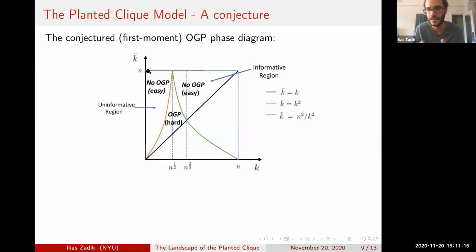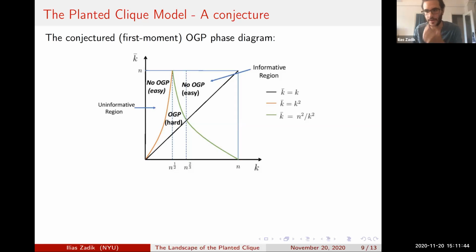So I have the following figure here. It has k here and k bar here. And so you see what's happening. If k is less than square root 10, on the left, there are two cases. Either you're hard, below this orange curve, or above it you're uninformative but easy. And on the other hand, with OGP, you're either hard or you have a regime where you're uninformative and easy. And therefore, we essentially suggest this annealed complexity, or first moment, if you want, picture that's happening in the landscape.